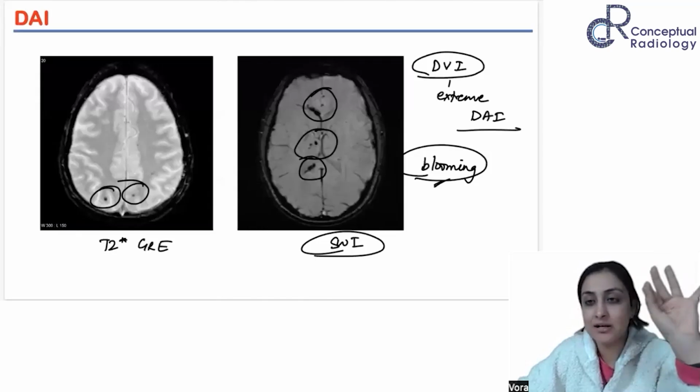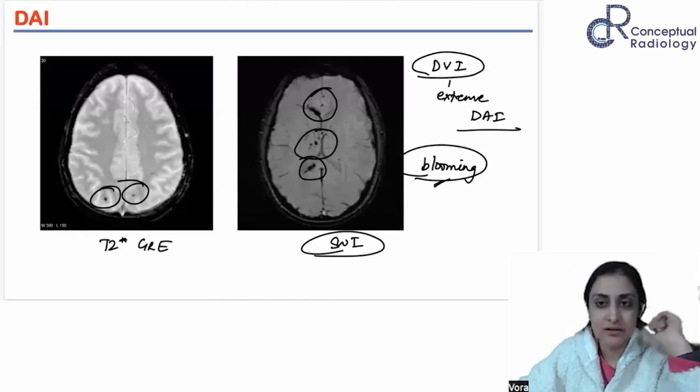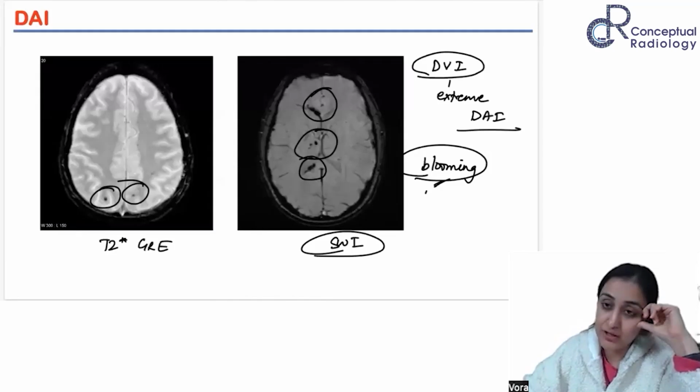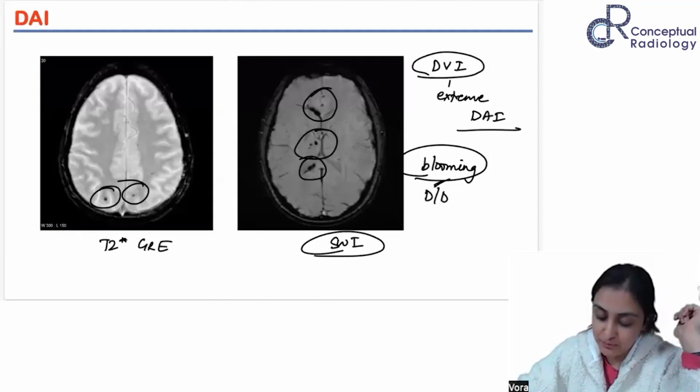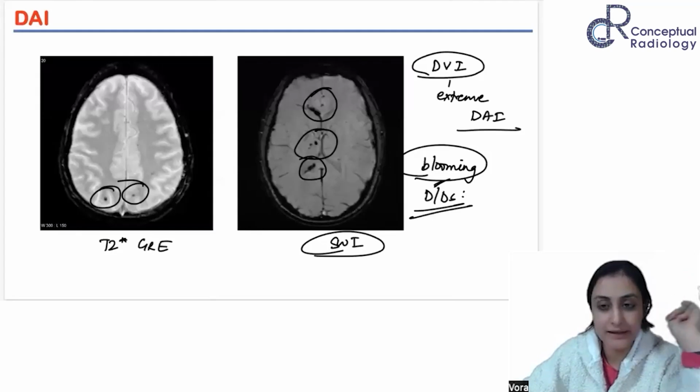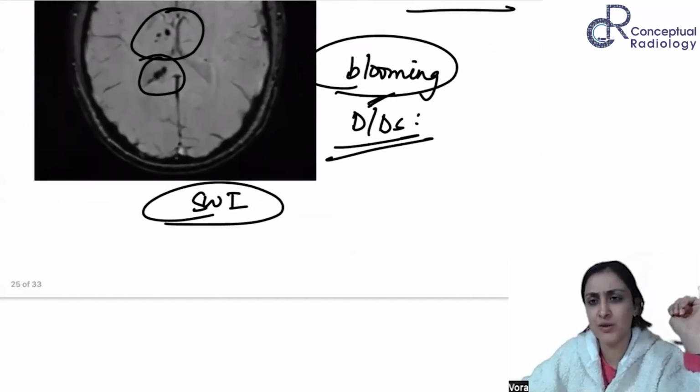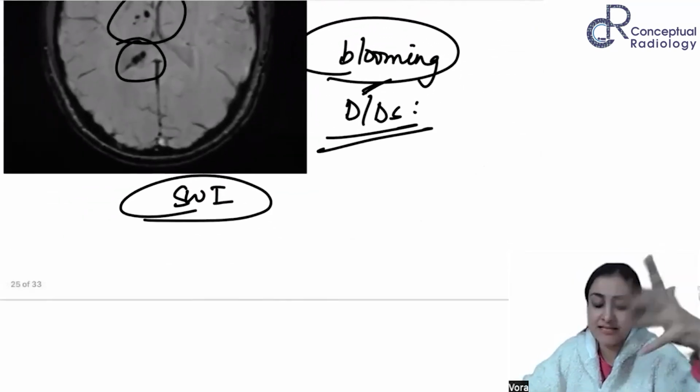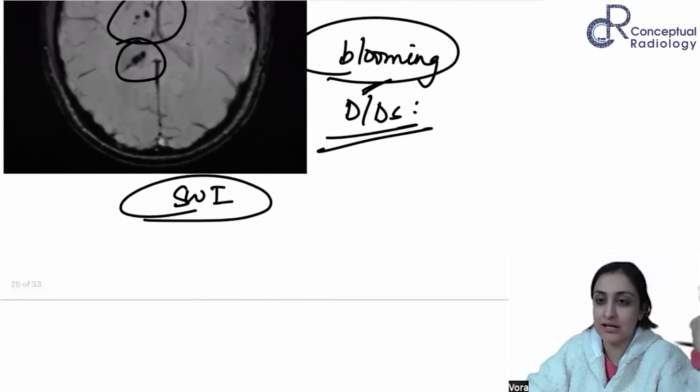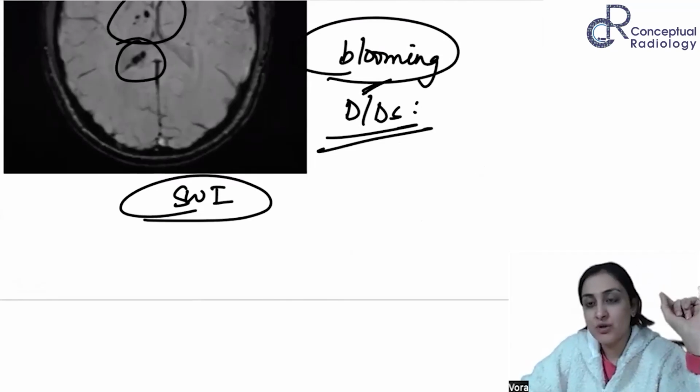So black dots, right? Does anybody want to tell me DDs for this? What are the DDs for multifocal areas of blooming? Again, a very pet question that you get asked. These are the lists that we keep building up in all our classes. What are the DDs for these black dots?